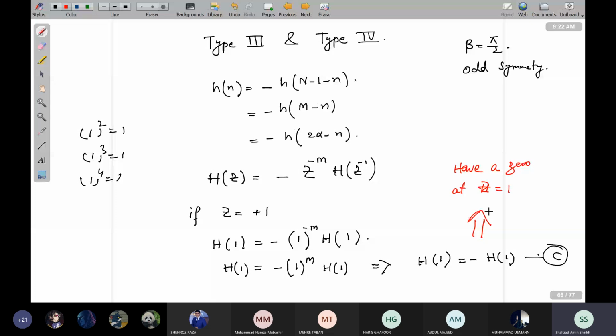So in type 3 and type 4 filters, when we have odd symmetry in the number of taps, we will be having a 0 at z is equal to 1, always, independent of the number of taps. Whether it is type 3 or type 4, in both cases you will be having a 0 at z is equal to 1.